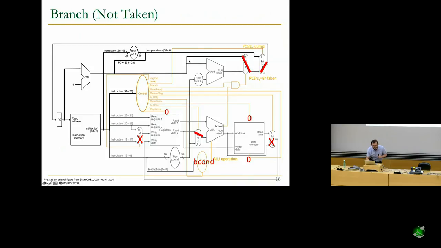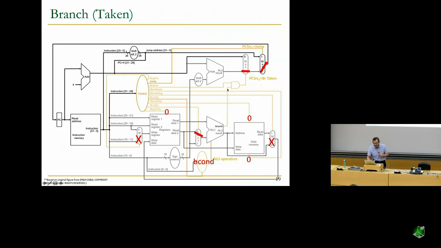So we basically pass PC plus 4 to update the program counter for a not taken branch. Makes sense? Now let's take a look at the taken branch. Let me do the taken branch, and then I'll go back to that point.